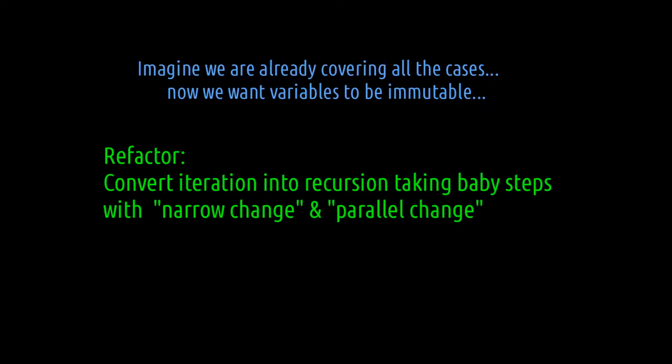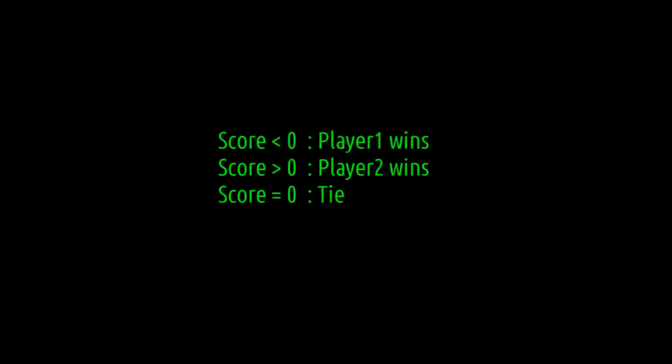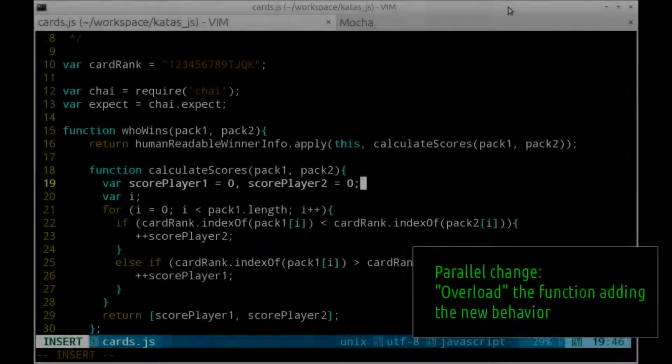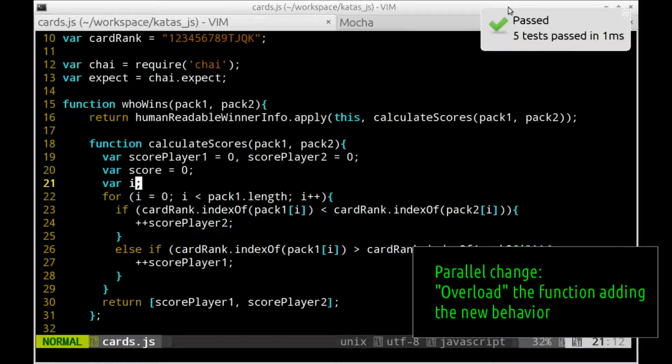Now it's time to practice the functional paradigm, where the variables never change once they are assigned a value. But before, let me change the algorithm so that I can turn the iteration into recursion easily. Let's make it return a single value. What's interesting is how to make the change in parallel to the current implementation to keep us in green.